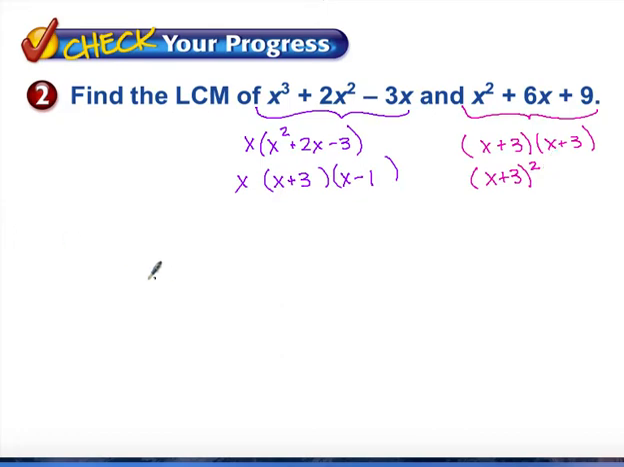Now, if I'm trying to make them match, and that's my ultimate goal, is to make sure both expressions have all of the exact same terms. That means that my right term is going to need an x to match. It's also going to need an x minus 1. My left term needs to match and have an x plus 3 squared. So my lowest common multiple is going to be the quantity of x times x plus 3 squared times x minus 1. Those are the factors that make both expressions match. They both have the lowest common multiples in each.